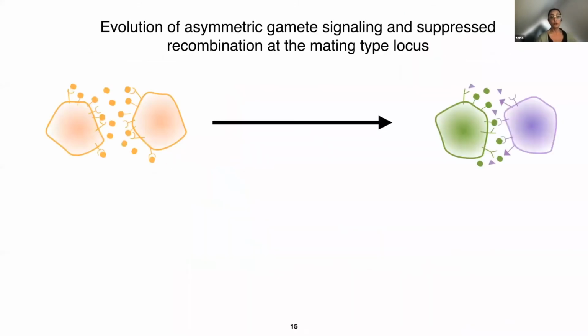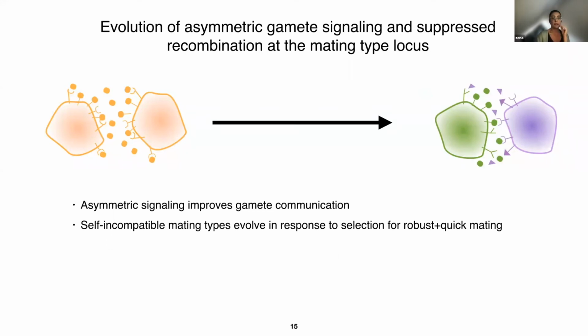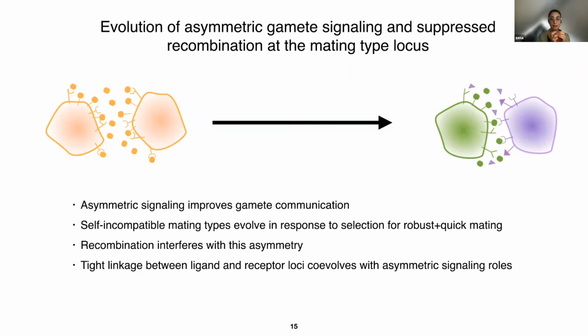So what I have told you so far is that gametes can communicate with each other more efficiently when signaling interactions are polarized or asymmetric, and that the constraints that underlie cell-to-cell signaling may help explain the evolution of self-incompatible mating types. Recombination interferes with this asymmetry, but tight linkage between the ligand and receptor co-evolves together with asymmetric signaling roles in our system.